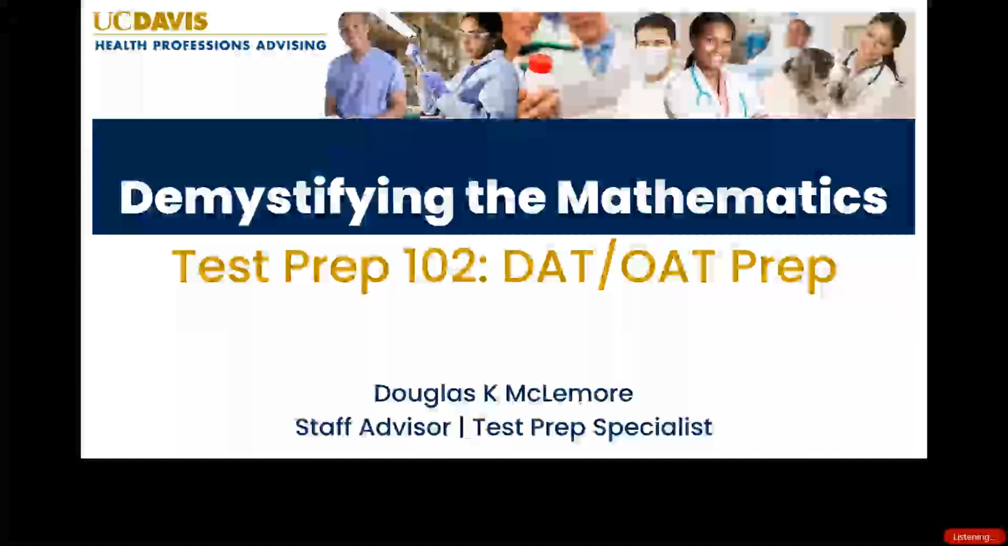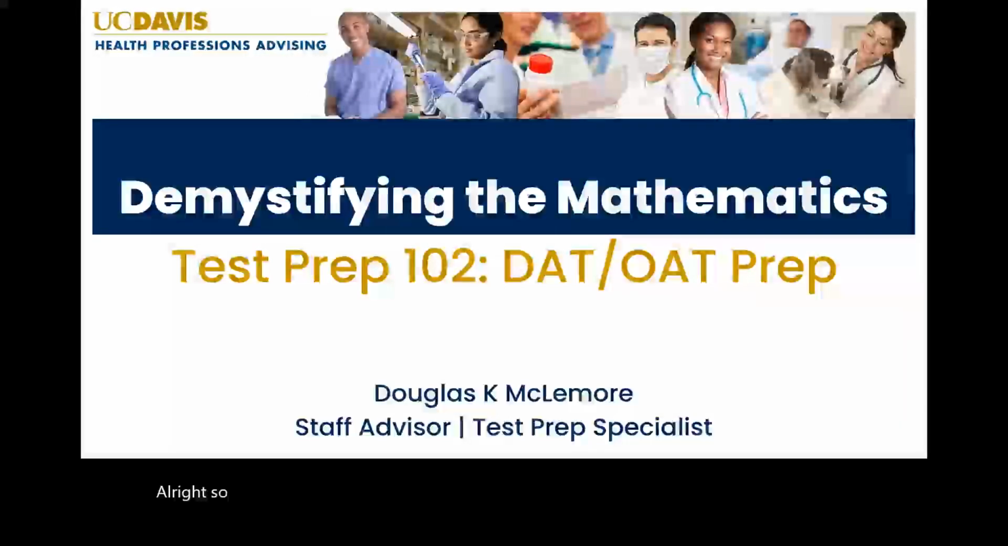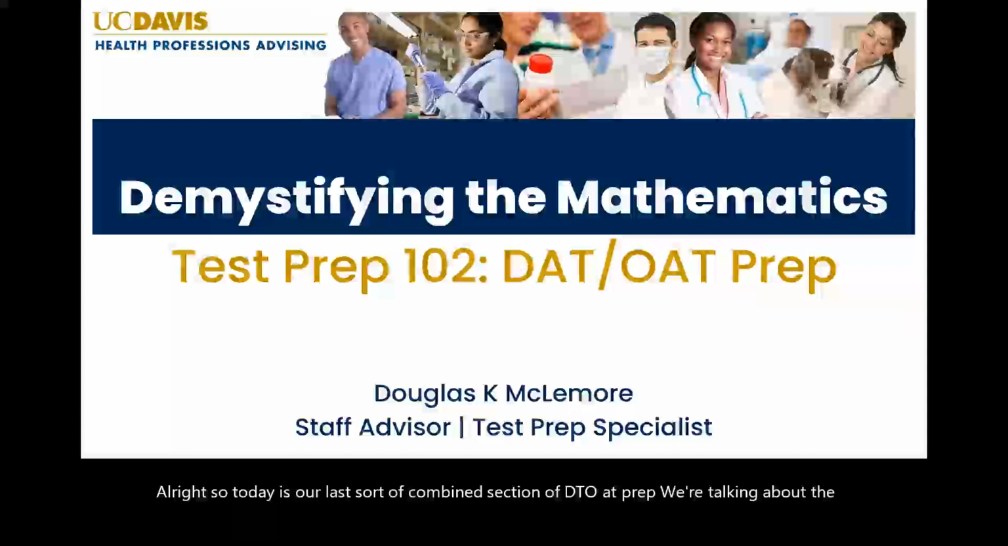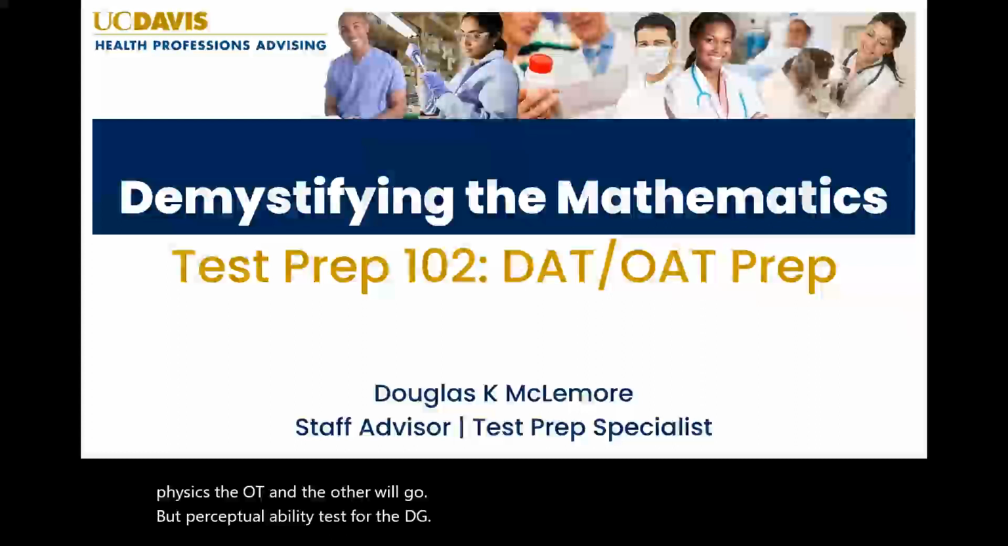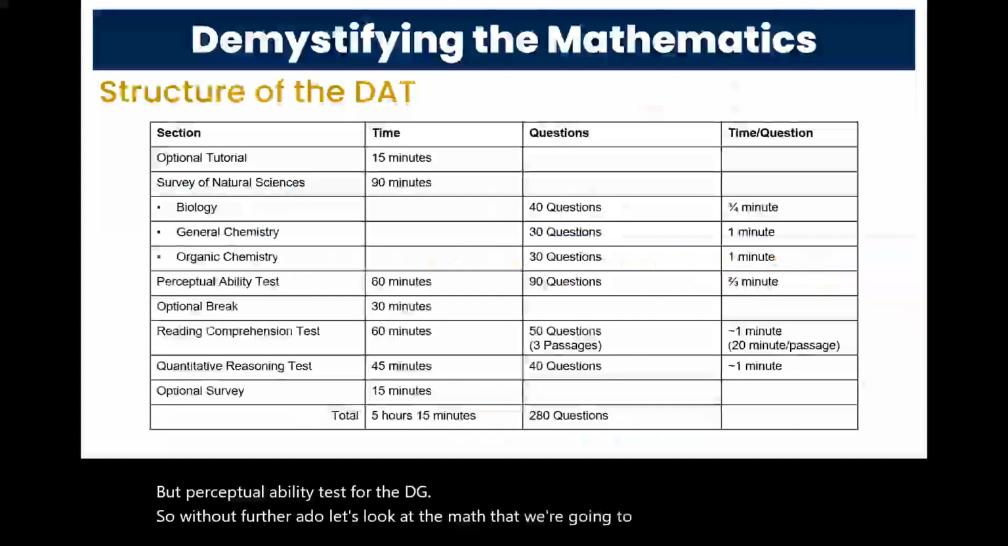All right, so today is our last combined section of DAT OAT prep. We're talking about the math that comes on the DAT and the OAT. Next week we'll split up a little bit. One will go physics for the OAT and the other will go perceptual ability test for the DAT. So without further ado, let's look at the math that we're going to see on this test.